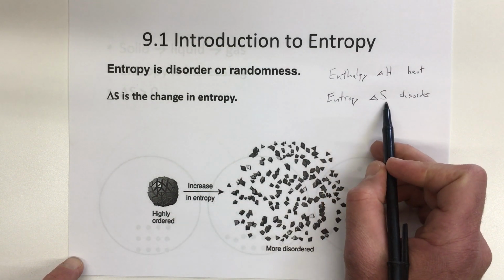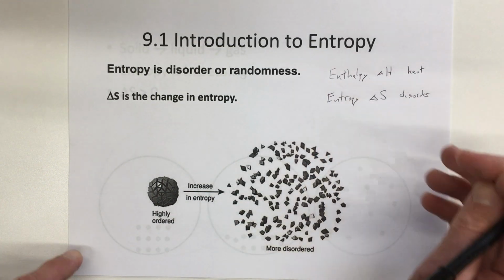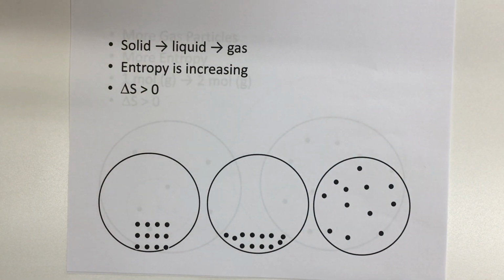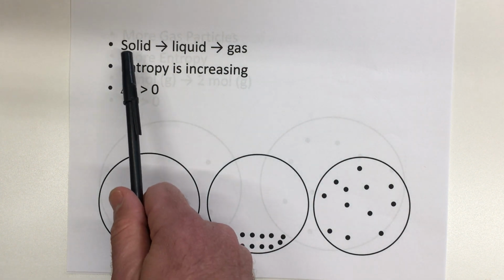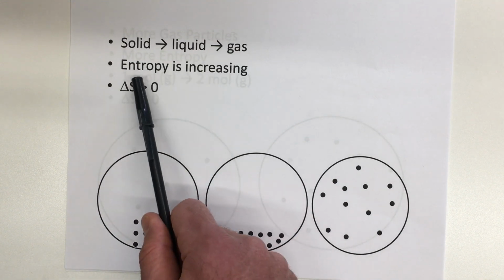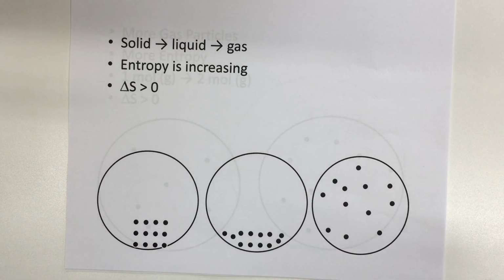So entropy, delta S, is different from enthalpy, delta H. In this section, we mainly want to learn how to predict if the entropy is increasing or decreasing during a reaction, if it's getting more ordered or more disordered. As you go from a solid to a liquid to a gas, you always have an increase in entropy, an increase in disorder.